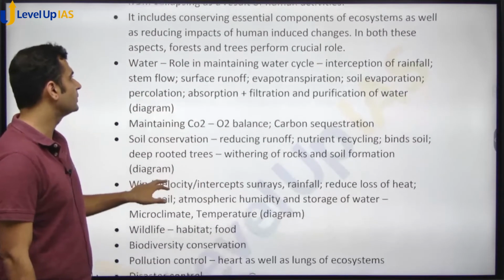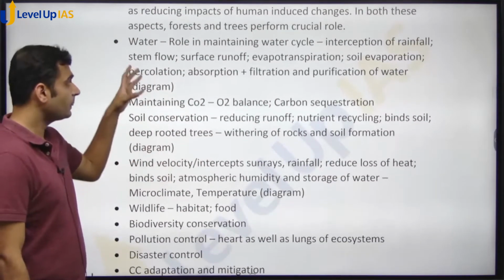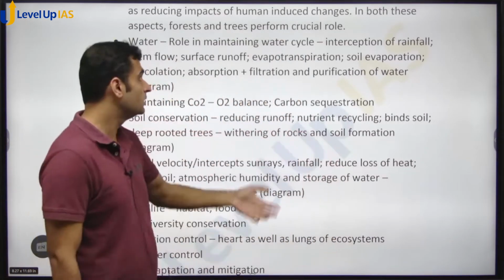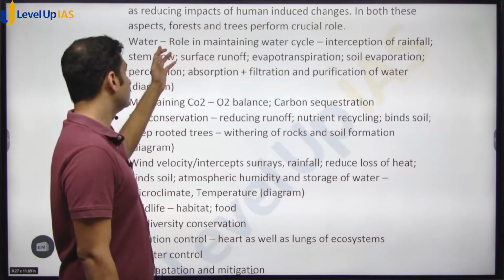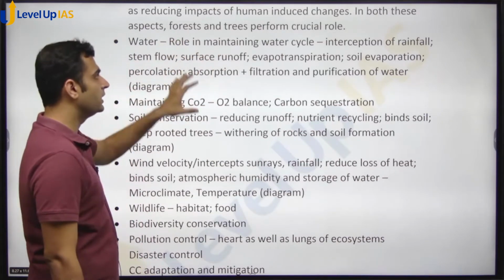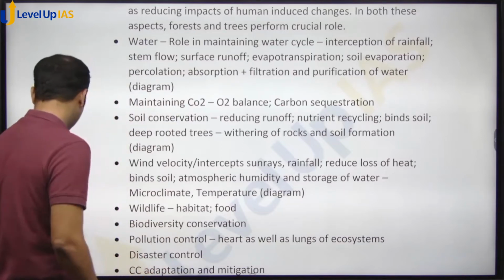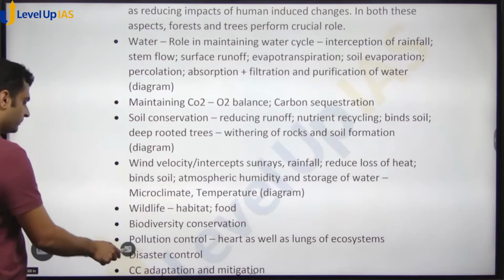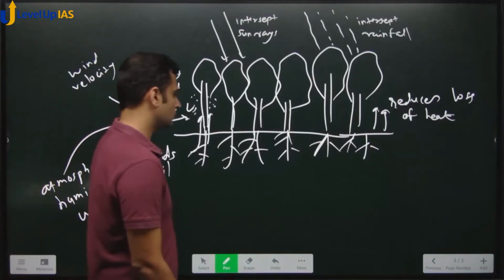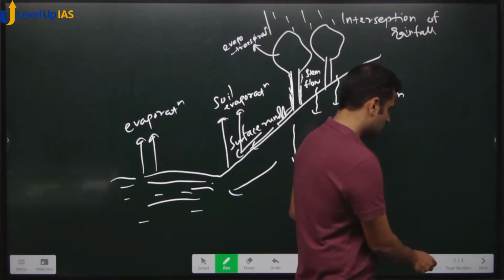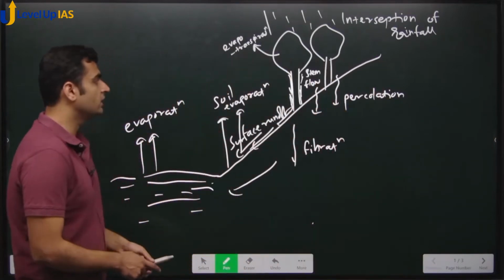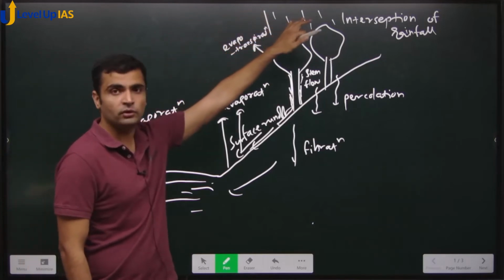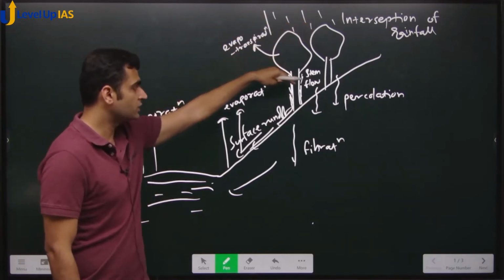So basically, again, what does forest do to conserve water or the water cycle? Forest has a crucial role in maintaining the water cycle. Now I have drawn the diagram. Here I have just mentioned all the important points. So this is what the water cycle is. So forest, as shown by trees, will intercept rainfall, and the stem flow will be there.